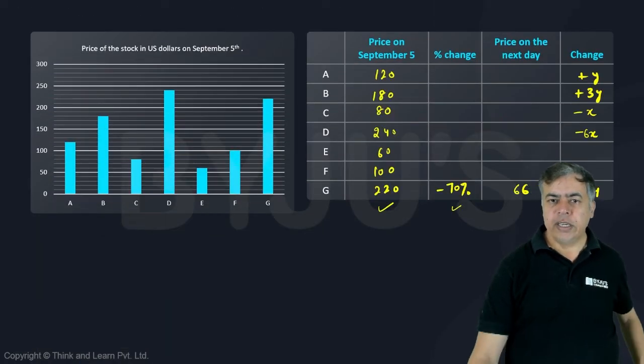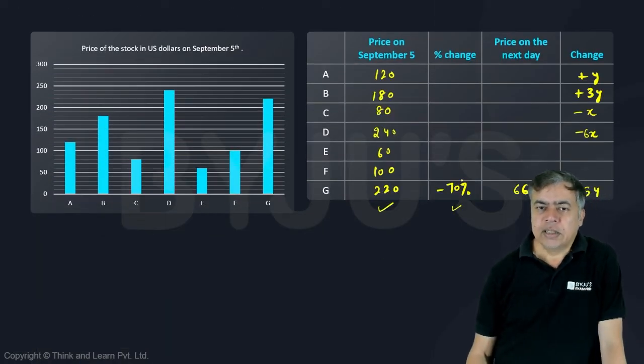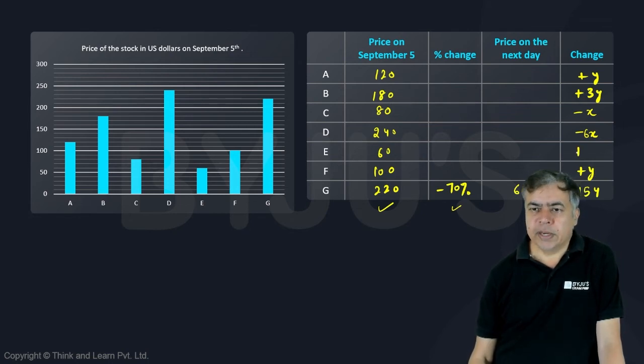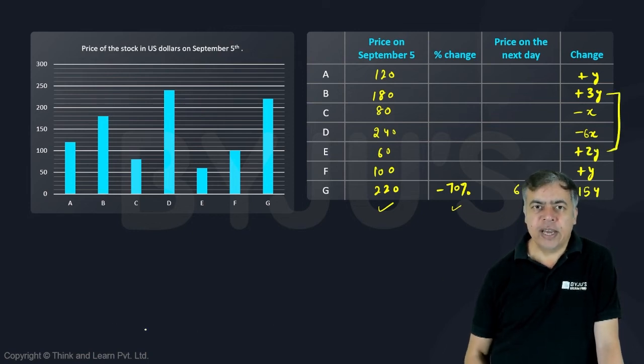So B and E, what is the difference? And that should be A and F. So A is Y, so F also should be Y, the same difference. And B and E, right, the difference should be Y. So E must be 2Y, because 3Y and 2Y, the difference is Y.